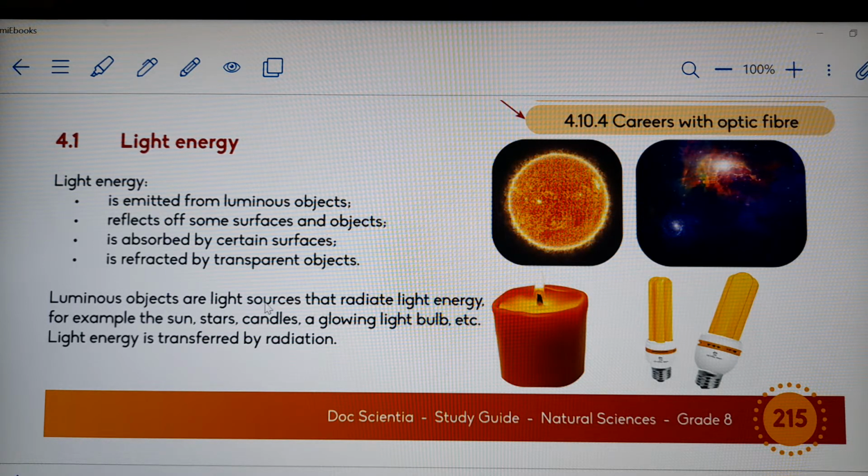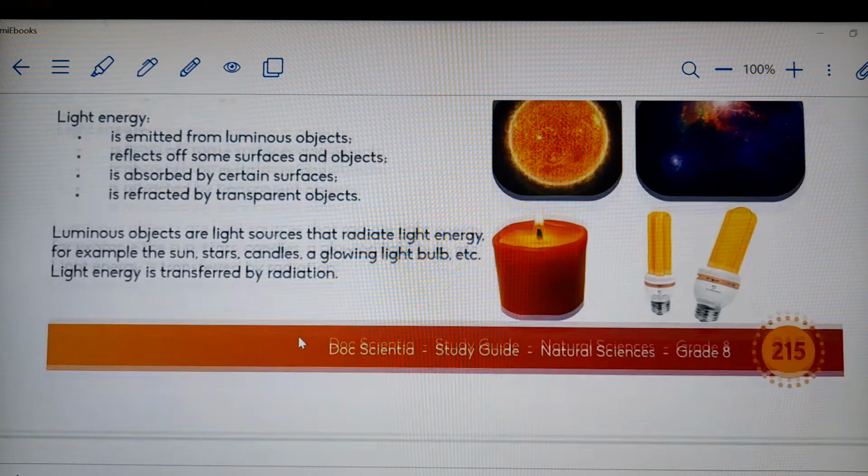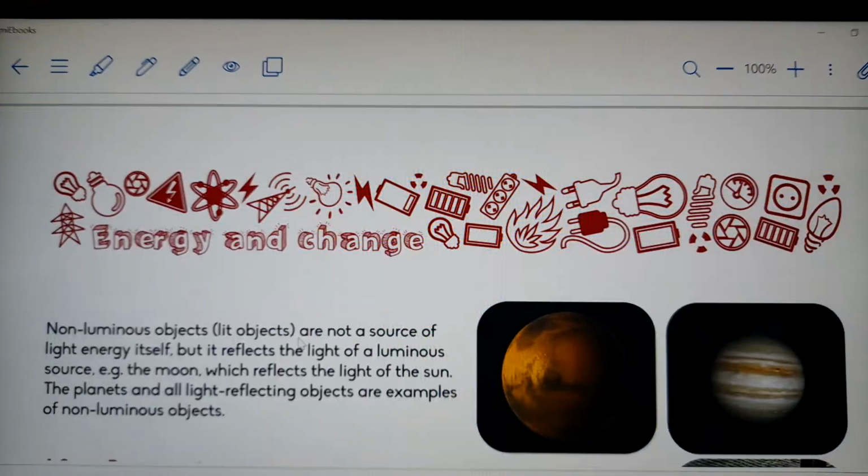Luminous objects are light sources that radiate energy. Okay, luminous objects are light sources that radiate light energy. For example, the sun, the stars, candles, a glowing light bulb. And they say light energy is transferred by radiation. Okay, light energy is transferred by radiation, so you need to know that as well.